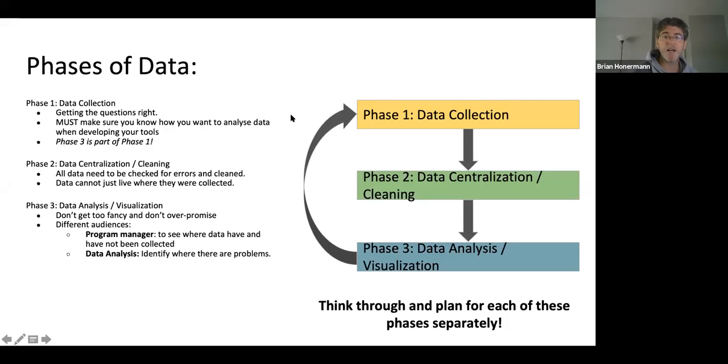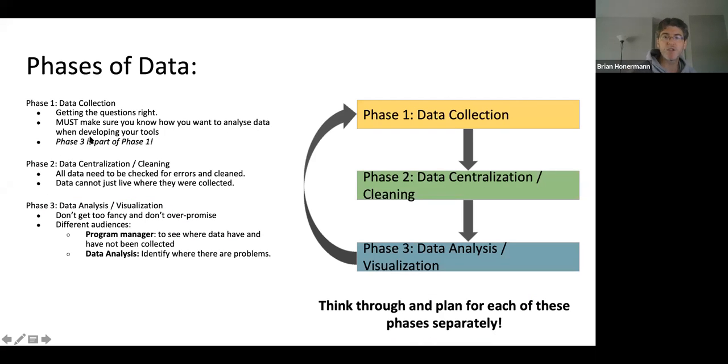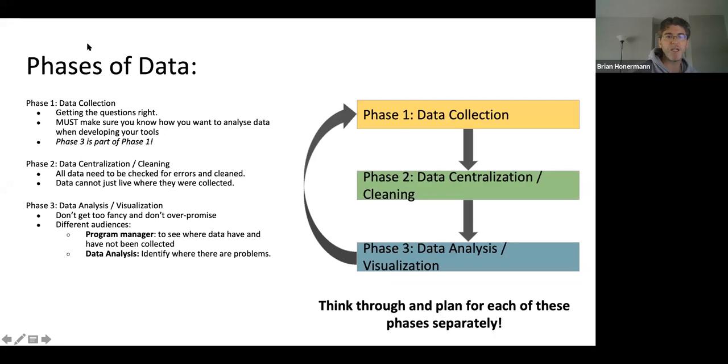Next, you're going to have a phase 2 of data collection. And phase 2 is really getting those data from either the electronic system or from the paper-based systems and centralizing it and cleaning it, as Wame already talked about. This is part of the process. You cannot avoid this process. And so you really need to think through what that process is going to be.